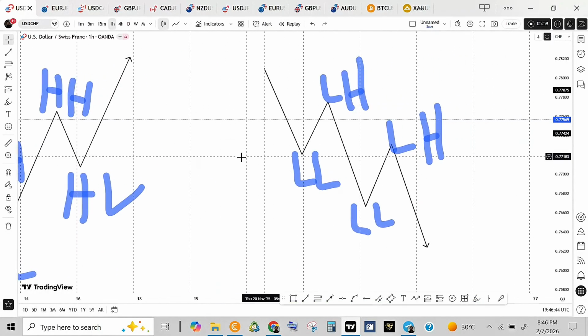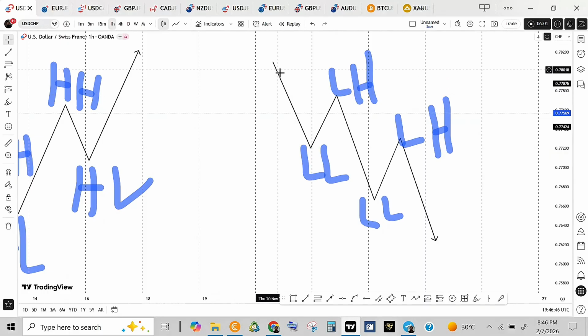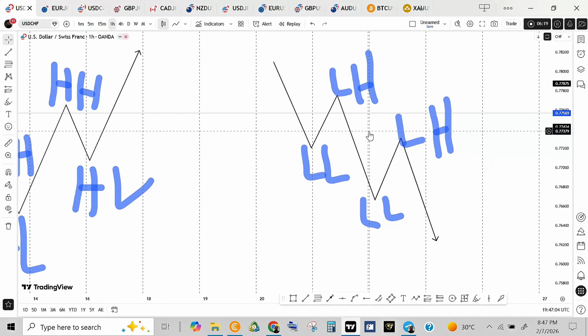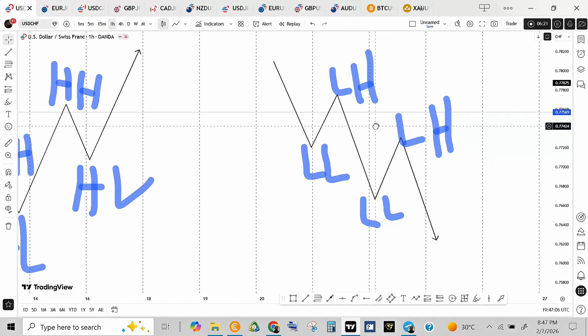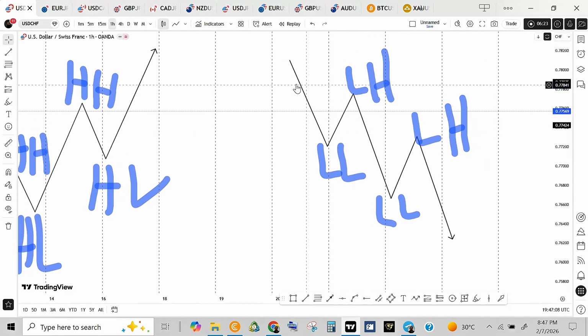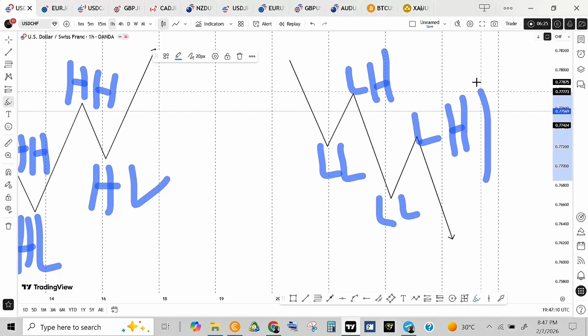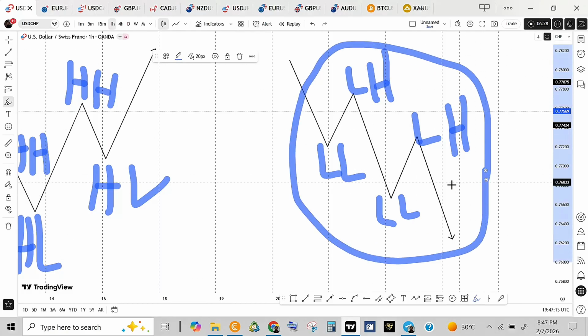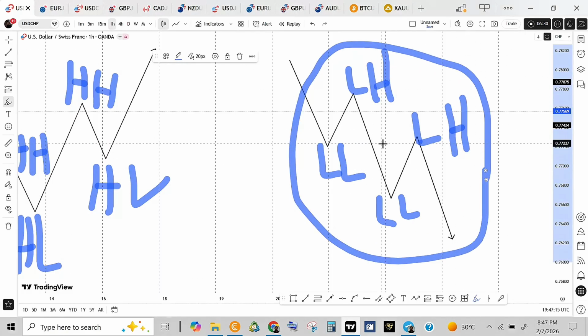Now we have the bearish market structure. The price is going down, making lower lows and lower highs. This low over here is lower than this one. It's called lower low. Now we have lower high. This high over here is lower than this other high. So that is called what? Lower high. Anytime you see the market doing this, you should just know that this is a bearish market structure.